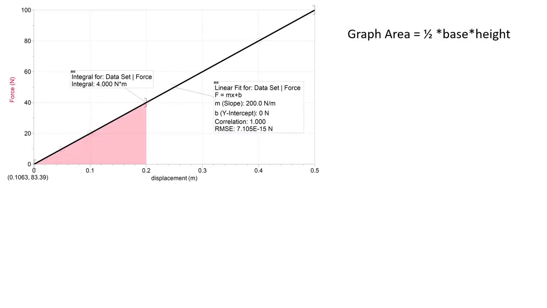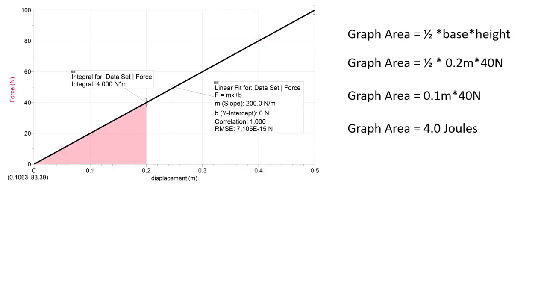Here we remember that graph area is 1/2 base times height. And so now I will take 1/2. The base of this triangle in pink is smaller. It is not 0.5, it's only 0.2. The height here is 40 newtons. That's the force at the top of the pink area of the graph. And so 1/2 multiplied by 0.2 multiplied by 40 gives us a total of 4 newtons times meters, or 4 joules of stored elastic potential energy.